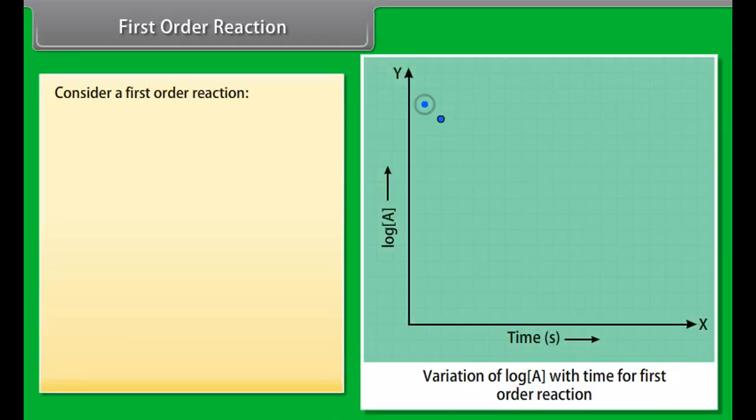First-order reaction. Let us consider a first-order reaction in which A is changing into products.